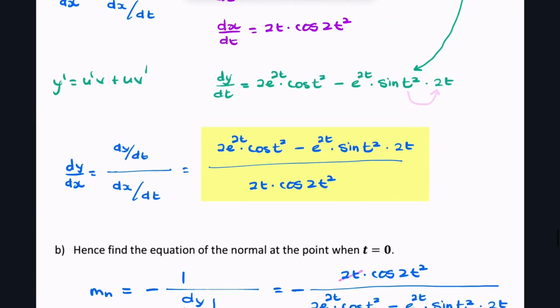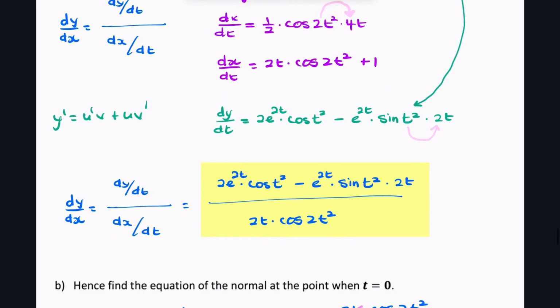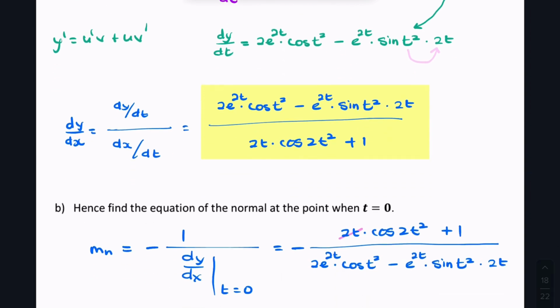That can't be right. I think we missed something. Yes, there was this t here that I missed. So when differentiating dx by dt, I should have added the derivative of t, which was 1. So that goes there in the denominator and therefore up here in the numerator. So again, I'm substituting t equals 0, so that's a 0, that's a 0, that's a 0, that's a 0.